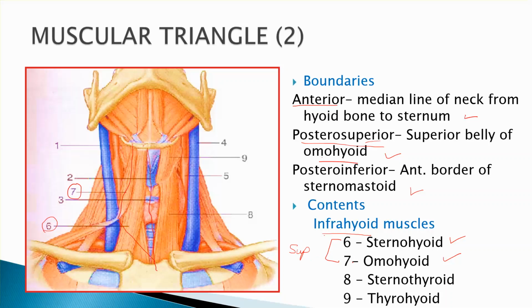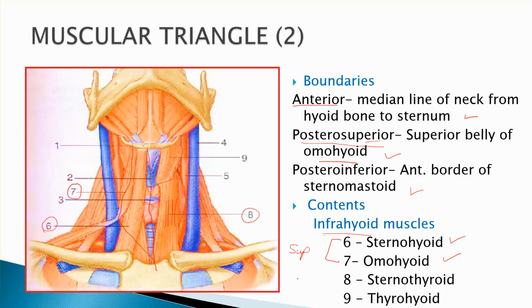And then the other two muscles. One is sternothyroid. The attachment is from the sternum, that's number 8 here, to the thyroid cartilage, as you can see here. So this is sternothyroid.